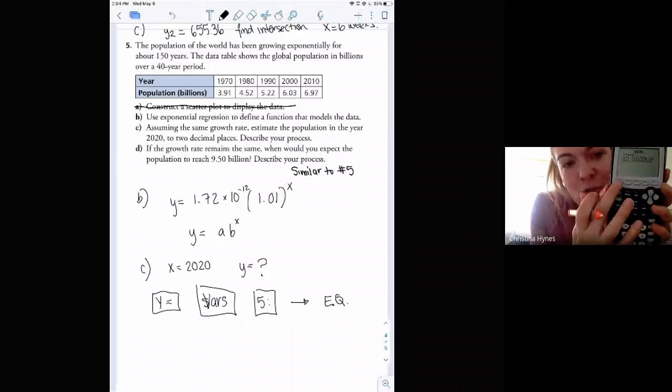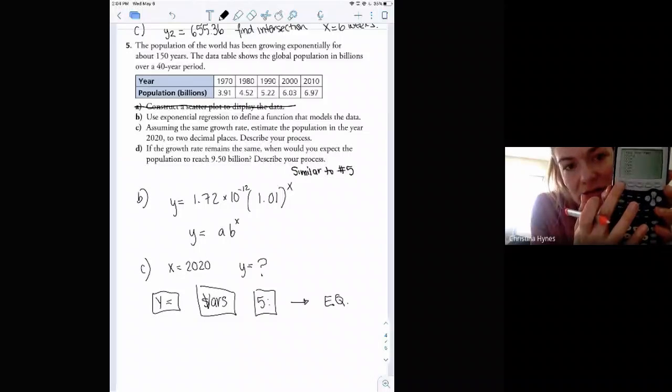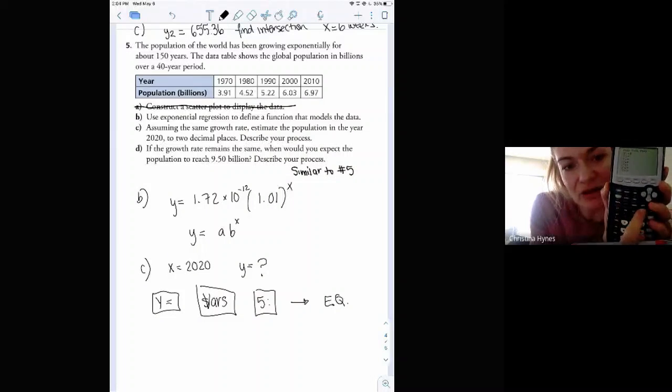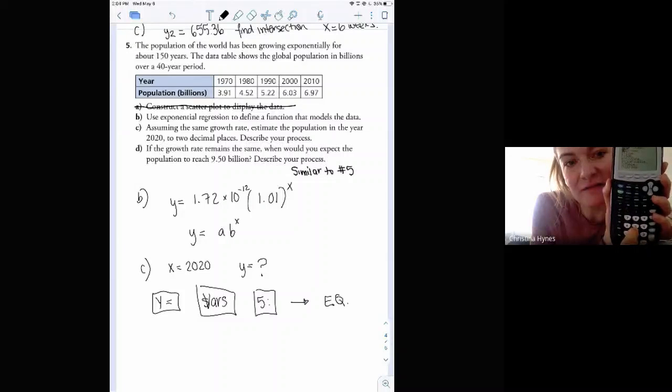Then you're going to press y equals. Okay, what you're doing is you're copying and pasting this equation. So y equals. It takes you here. Then you're going to press vars right there. Number 5, statistics. Press number 5.